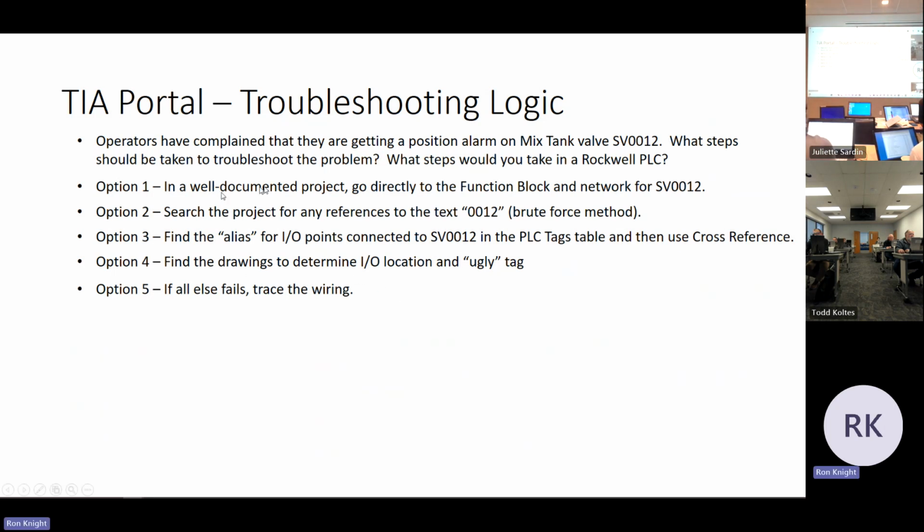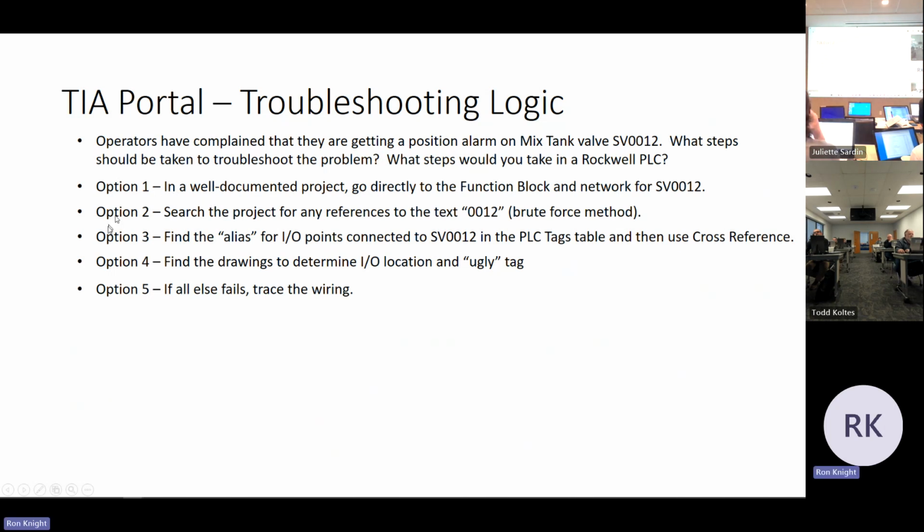Well, in option 1, if it's a well-documented project, we could go directly to the function block in the network for valve 12, and we've seen that already. We know that there is a folder called valves. We know that there's a function block called mixed tank valves, and we know that there's a network that has SV12 right in the name. All right, we can't always count on that. We can rarely count on that.